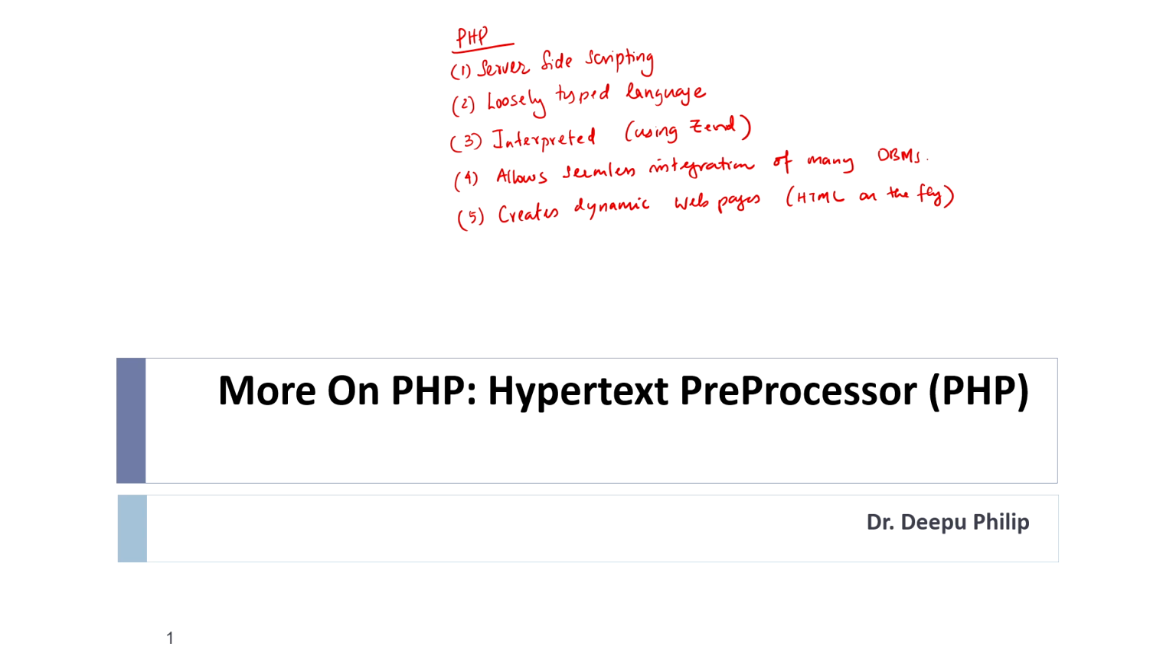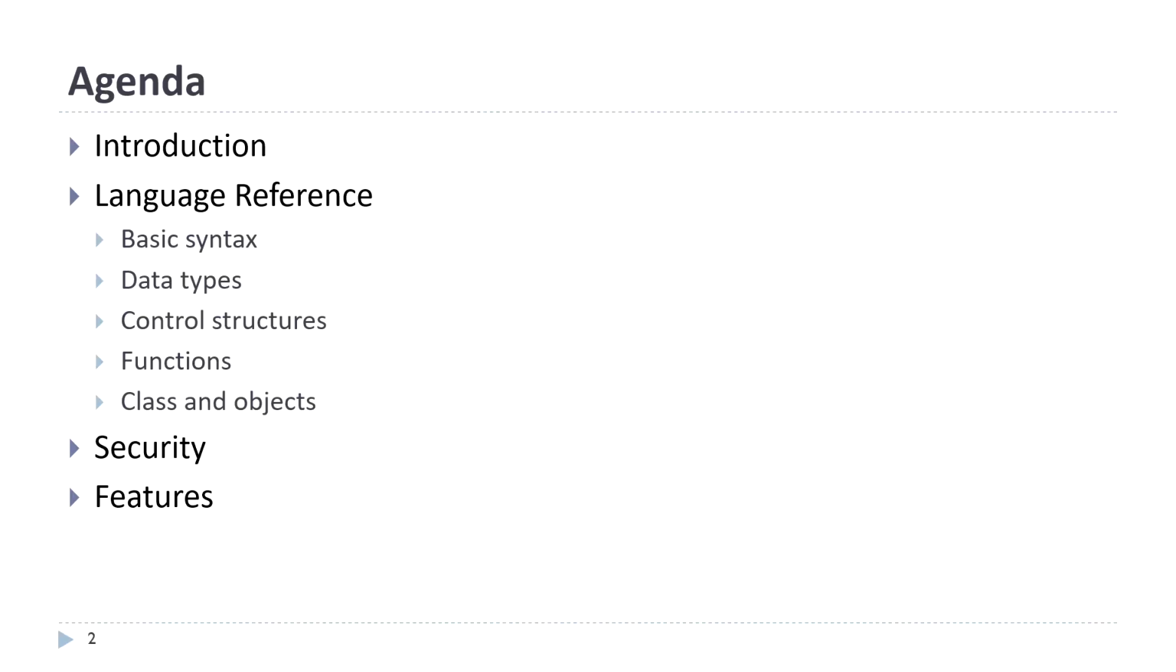We are going to go more into PHP today, and we want to see what additional features are associated with PHP. Loosely, on today's agenda, we will again go through some of the basic syntaxes, data types, control structures, functions, classes and objects, and security and features. This time we won't get into classes and objects because we don't have time to cover that. It's a whole lecture on its own. So, we will try to stop at functions this time.